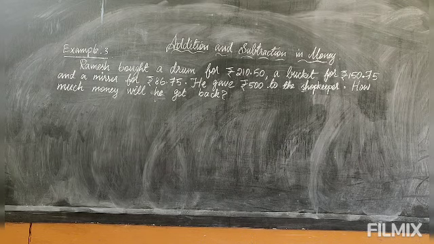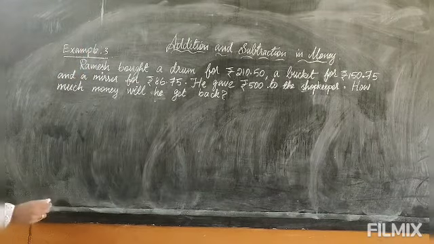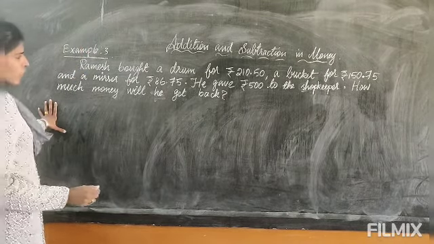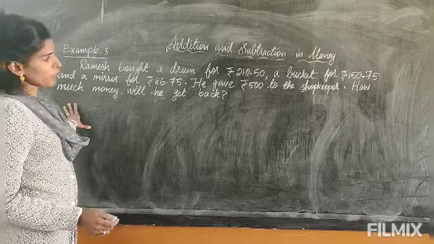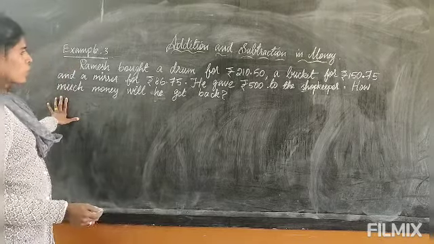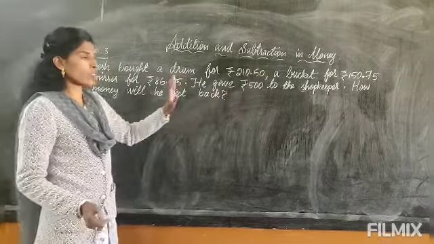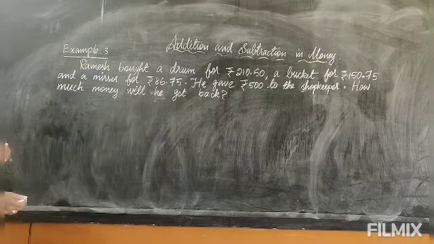Ramesh bought a drum for rupees 210 and 50 paise, a bucket for rupees 150 and 75 paise, and a mirror for rupees 86 and 75 paise. He gave rupees 500 to the shopkeeper. How much money will he get back? Okay, so he bought three things and he gave 500 rupees to the shopkeeper. So how much will he get back? You have to find out.